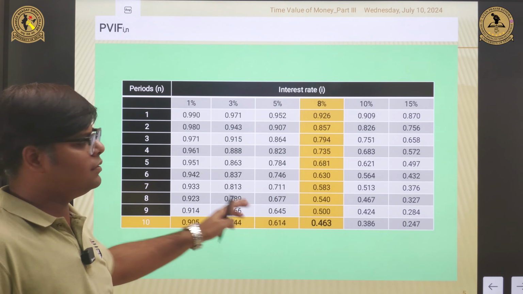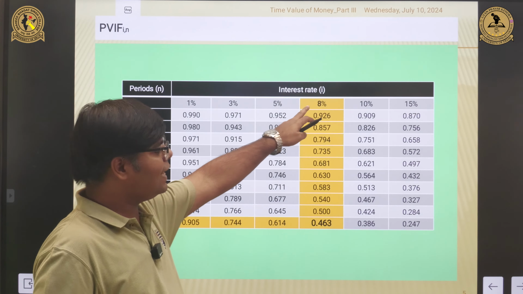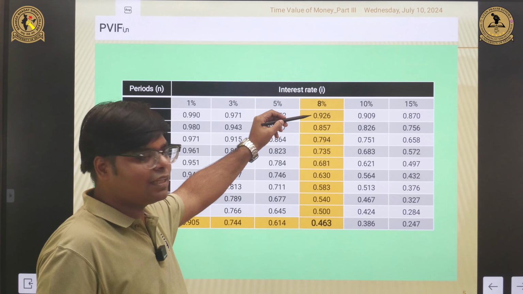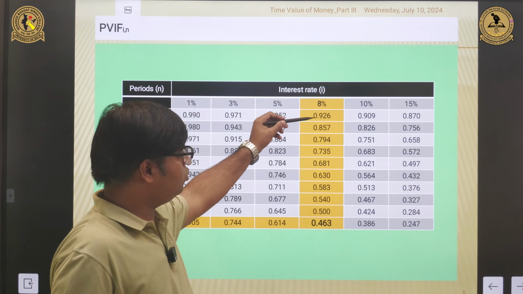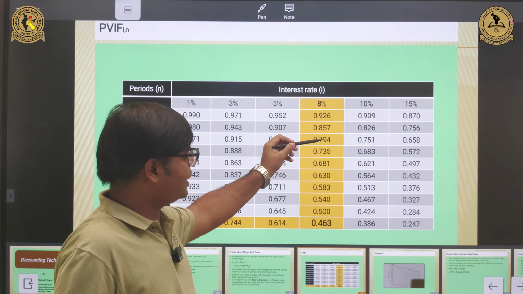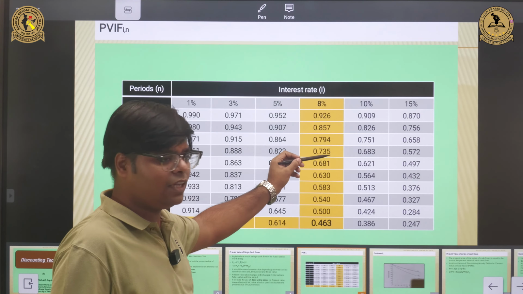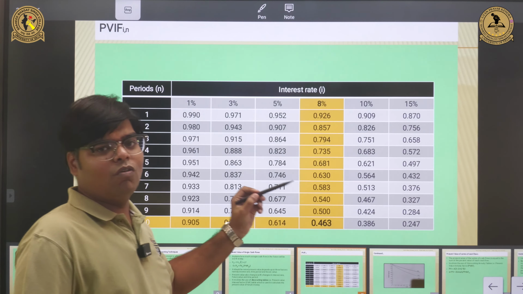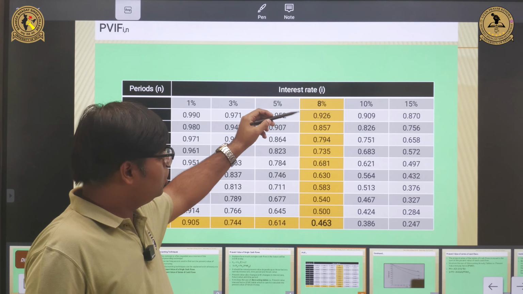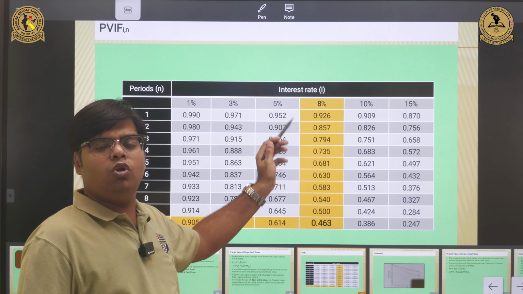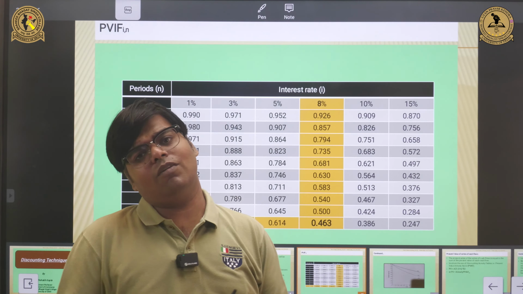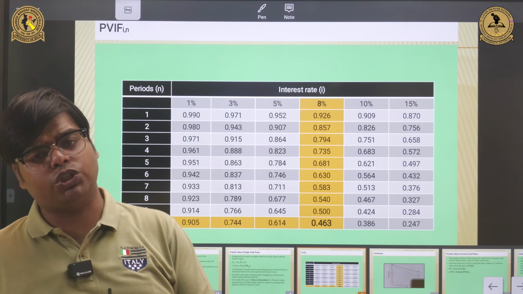Now by looking at this table, we can observe that at a given interest rate, with increase in the time period, the value declines, which means the value diminishes from 0.926 to 0.857 to 0.794 and so on and so forth. What does this indicate? It means that at a given interest rate, the longer the time period, the lower will be the present value, because it increases the waiting time to receive the future money.